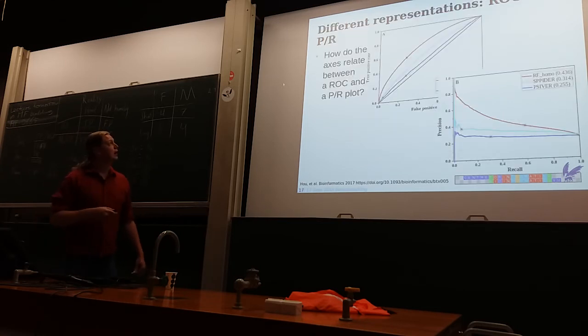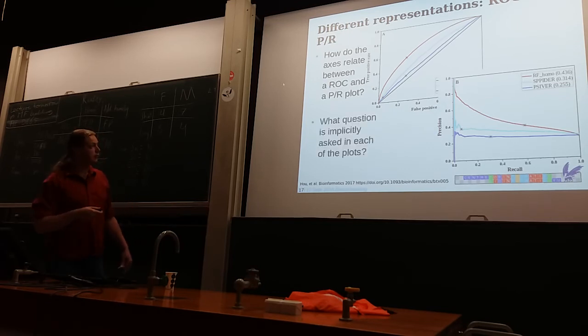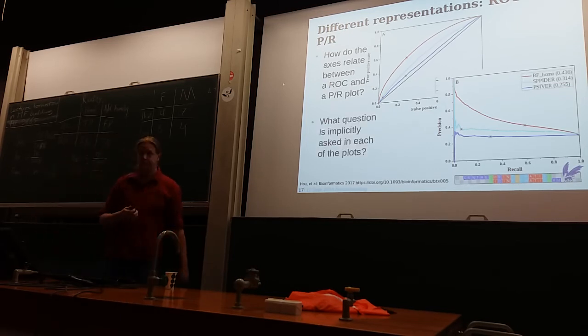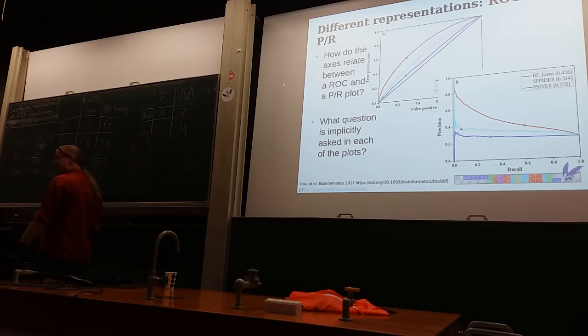So, how do the axes relate between a ROC and PR plot? We've been over this, but they inherently ask different questions. Does someone have a guess what question your ROC plot answers best versus what question your precision recall plot tries to answer?